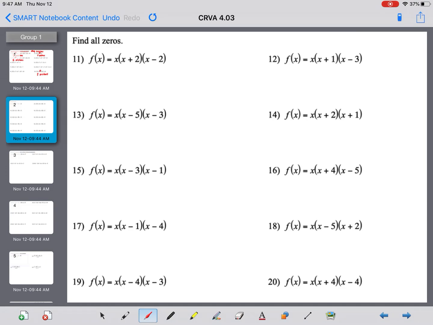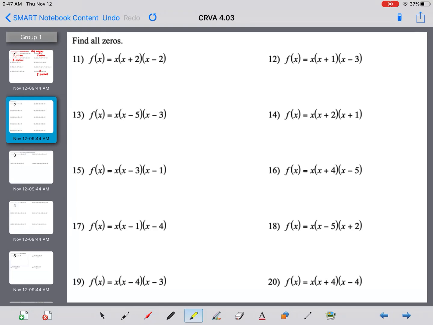Now we want to find all of the zeros. Thankfully for you, these are in factored form. If it was not in factored form, which we will discover later this unit or module, it is quite a bit of work. But it's in factored form, which is phenomenal. So all we need to do is make each of those factors equal 0, and those are the solutions.